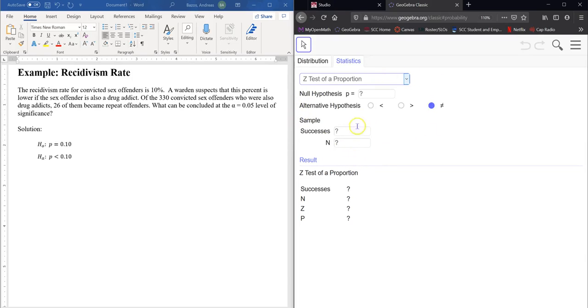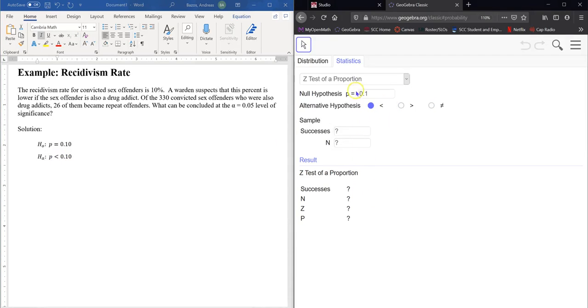So the null hypothesis is P equals what? P equals 10%, that 10% recidivism rate for sex offenders, so 10% or 0.1. So for the alternative hypothesis, all we need is that symbol that we used. But notice, the warden suspects that this percent is lower, and lower refers to a less than symbol. So there we go.